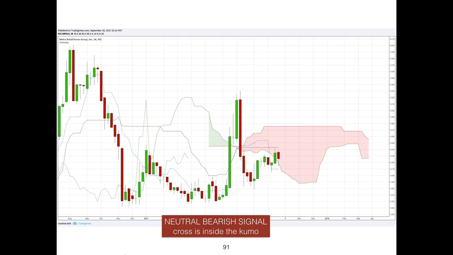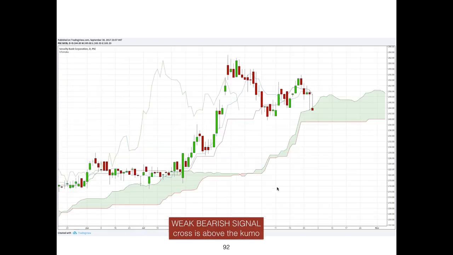A neutral bearish signal is produced if the signal happens inside the Kumo. This shows a neutral bearish signal, because the Tenkan-sen crossed below the Kijun-sen inside the Kumo. A weak bearish signal is produced if the Tenkan-sen crossover happens above the Kumo. This resulted in a weak sideways movement thereafter.